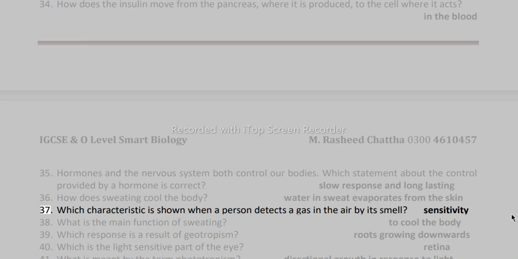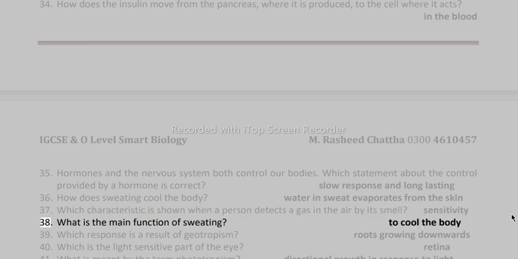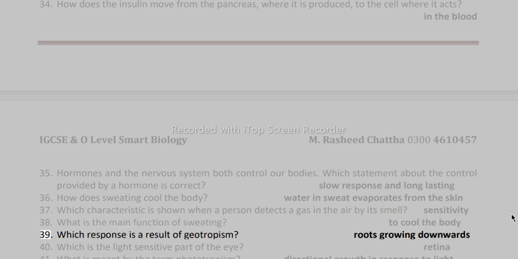37. Which characteristic is shown when a person detects a gas in the air by its smell? Sensitivity. 38. What is the main function of sweating? To cool the body. 39. Which response is a result of geotropism? Roots growing downwards.